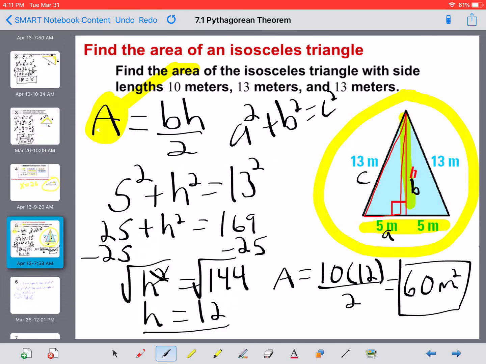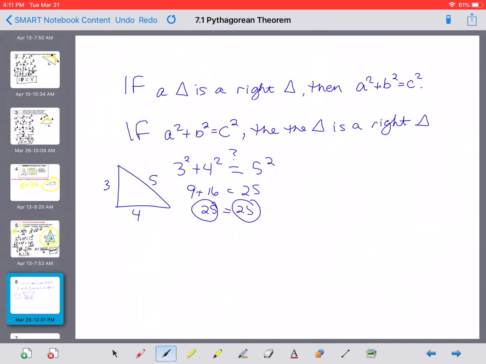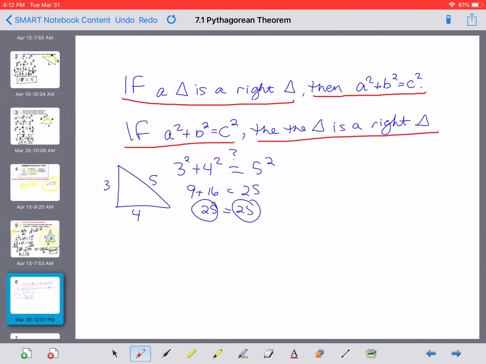Okay, now let's sum things up. If a triangle is a right triangle, then we can use the Pythagorean theorem, which is a squared plus b squared equals c squared. But the converse of that states that if we know that a squared plus b squared equals c squared, then the triangle is a right triangle. And we're going to talk more about that in the next unit.